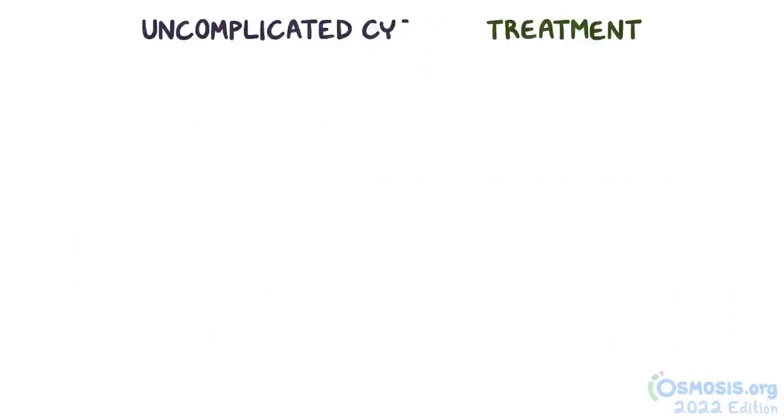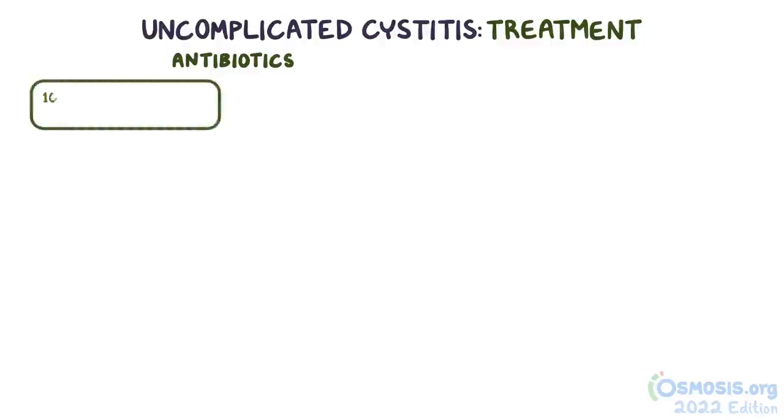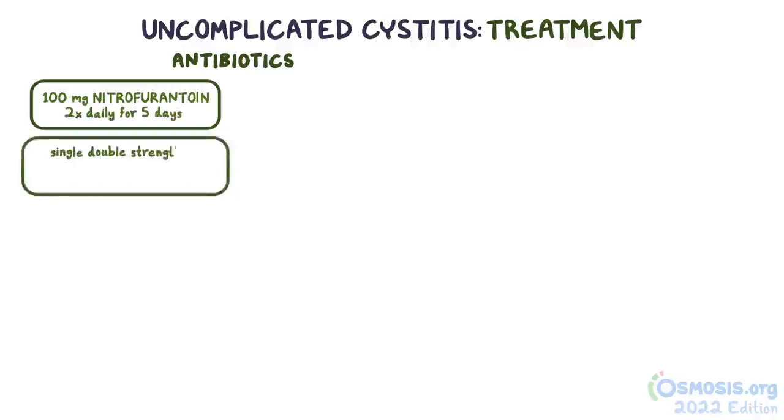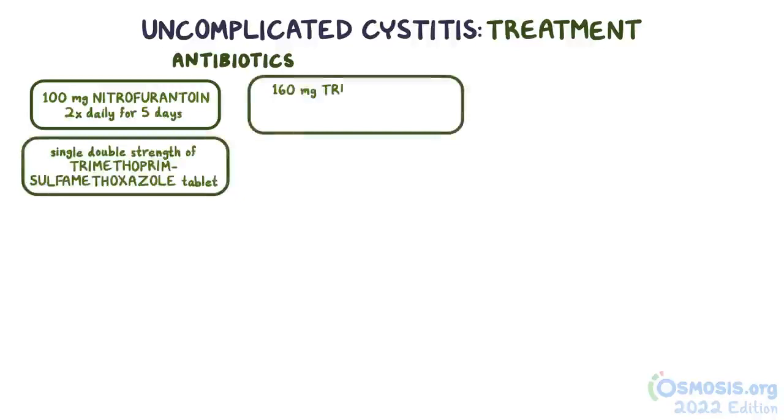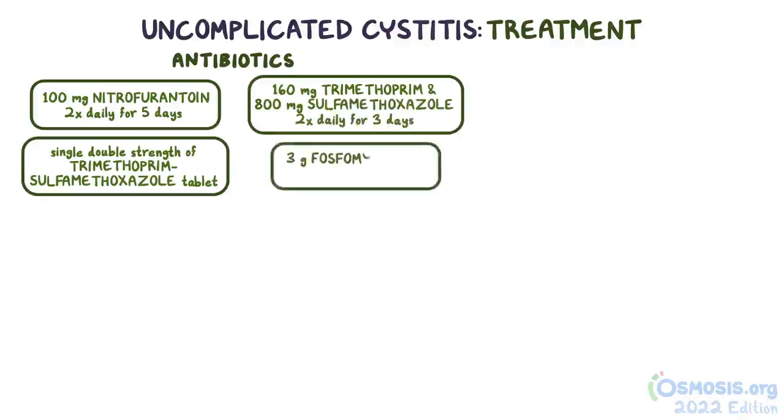Treatment of uncomplicated cystitis relies on antibiotics and medication to help with urinary discomfort. Antibiotic therapy is usually done empirically without urine culture and susceptibility testing, and common choices are 100 milligrams of nitrofurantoin twice daily for 5 days, or a single double strength trimethoprim sulfamethoxazole tablet, or 160 milligrams of trimethoprim and 800 milligrams of sulfamethoxazole twice daily for 3 days, both given orally. Alternatively, 3 grams of fosfomycin can be given orally in a single dose.